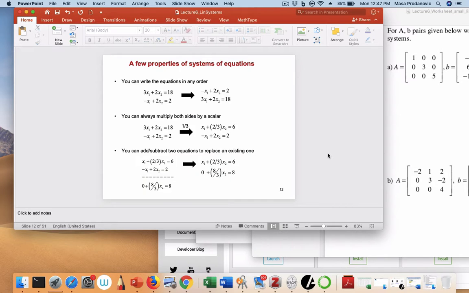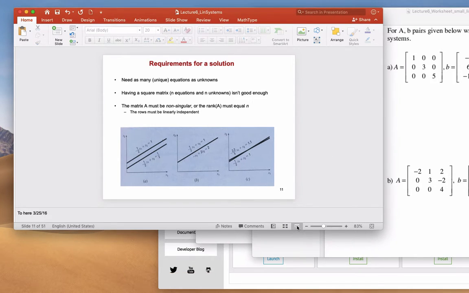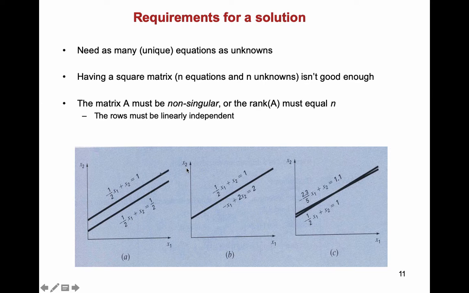And there's an important thing to remember from these small exercises, because those things generalize to any system. We need as many unique equations as unknowns to actually have a unique solution. So just having a square matrix is not good enough. We also need some sort of a guarantee that none of these equations or lines are parallel to each other, or planes. Okay? So my matrix A has to be so-called non-singular. Its rank has to be equal to n. That means that there's n independent rows in there.